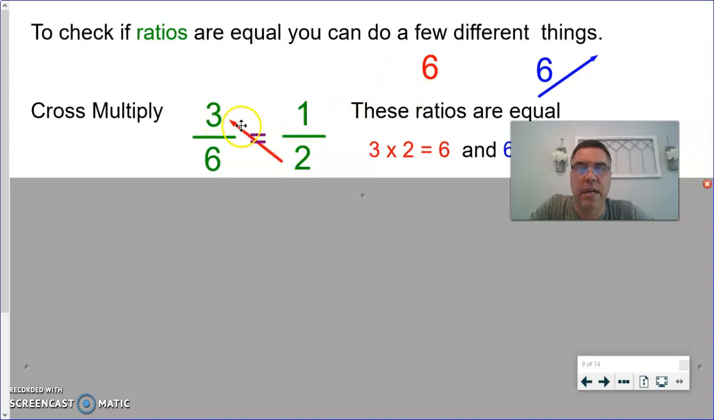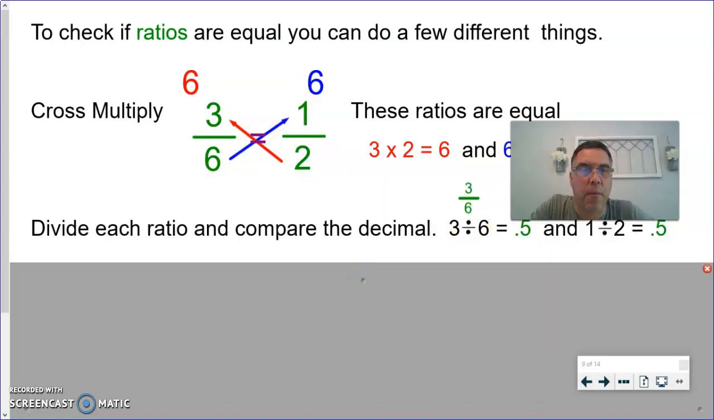So if we do 3 times 2, we get 6. And then we do 6 times 1, and we also get 6. So because those two answers are the same, because they're both 6, 3 times 2 is 6, and 6 times 1 is 6, that means that these two ratios are equal.